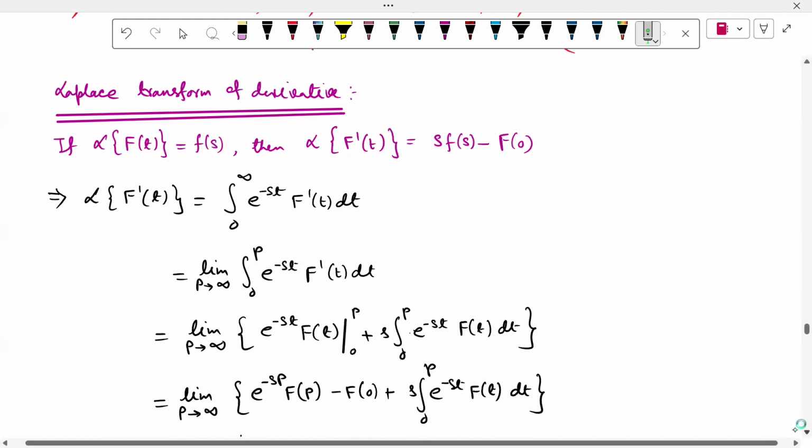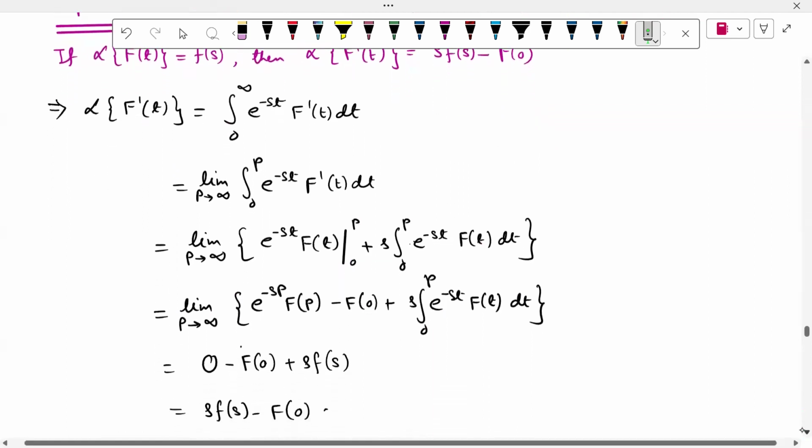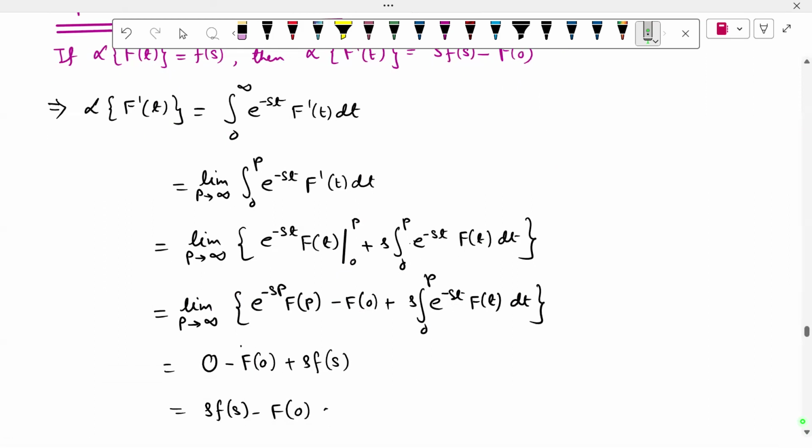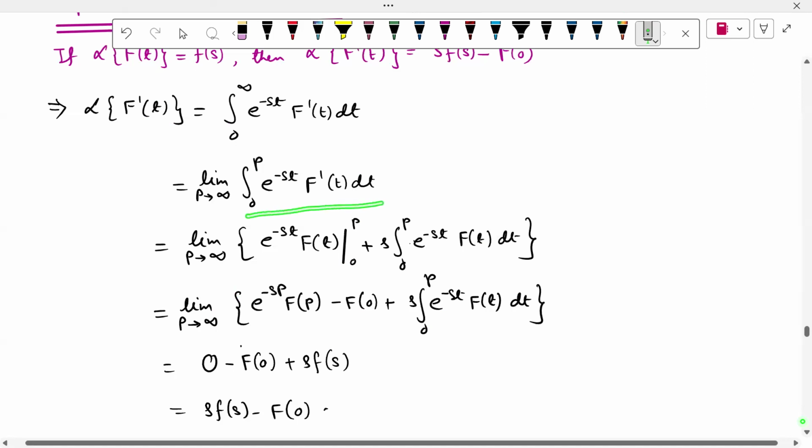How can we prove it? The Laplace transform of f dash t equals, we just write the definition, the integral from 0 to infinity of e to the power minus st f dash t dt. Again we use the property of the improper integral. This is equal to the limit as p tends to infinity of the integral from 0 to p of e to the power minus st f dash t dt. Now use here the rule of integration by parts.